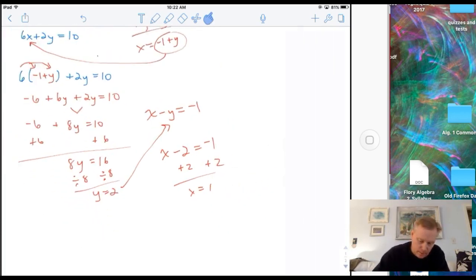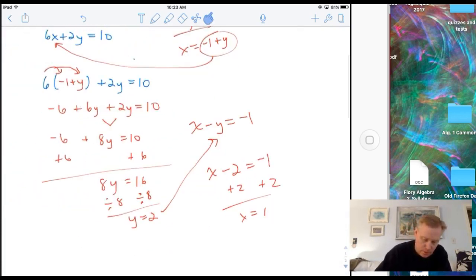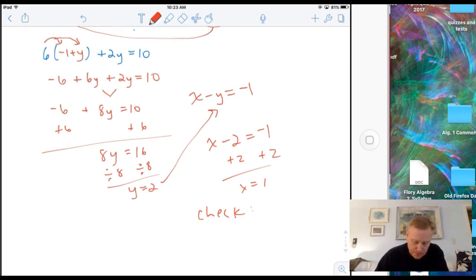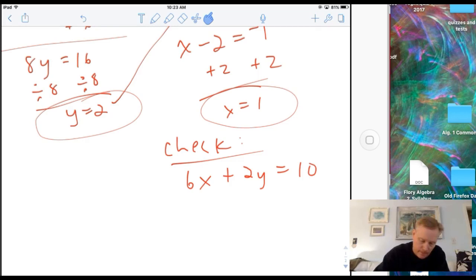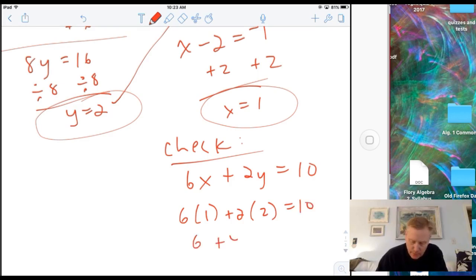I'm going to check it. Check it in at least one equation. I'm going to check it in that 6x plus 2y equals 10. You should check it in both equations. These are my two answers. I can circle them. So when I plug those in, I get 6 times 1 plus 2, y is 2, equals 10. 6 plus 4 equals 10. 6 plus 4 is 10. I'm good.